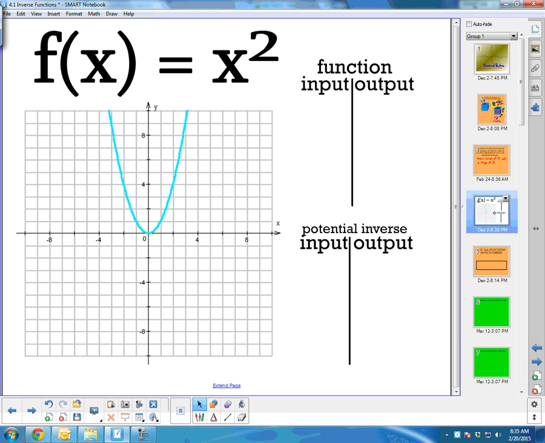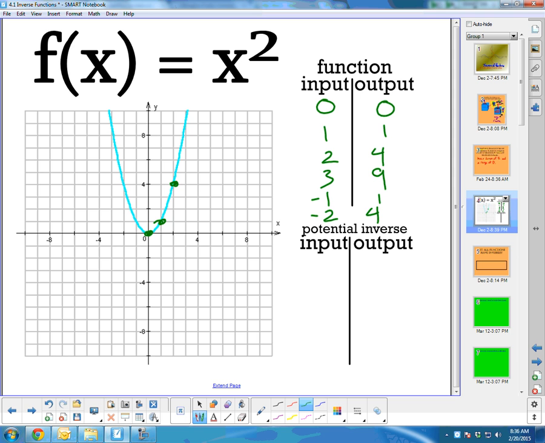And let's illustrate it with an example of a function that we know quite well here. We have f of x equals x squared. And for this f of x equals x squared, if I choose some points on it, for example, the point 0, 0, that means I'm inputting a 0, outputting a 0. We would have the point 1, 1. I'm inputting 1, I'm outputting 1. 2, 4, and so on, and 3, 9. But also I'd have the negatives as well. I would have negative 1, 1, negative 2, 4, and negative 3, 9.